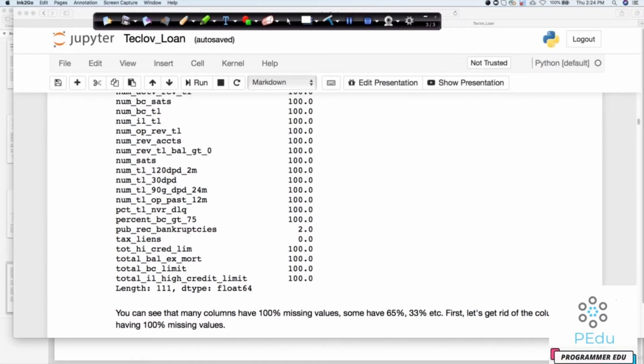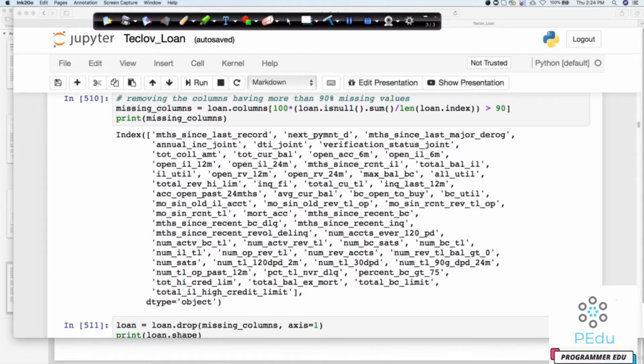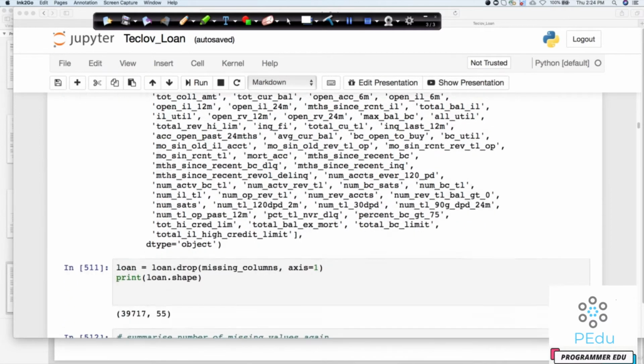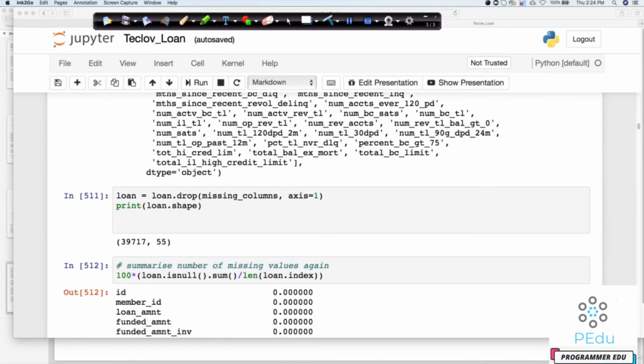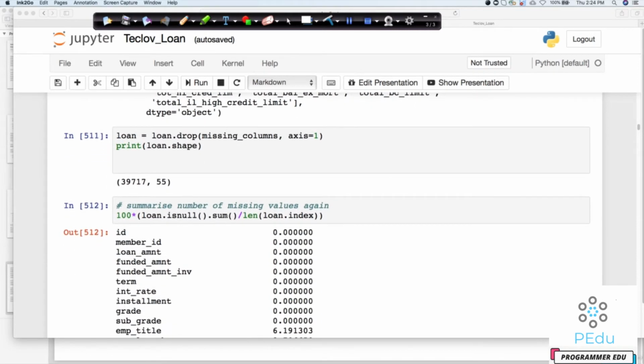So maybe we can devise a strategy that anything where we have more than 90% missing values, that column is not going to be any useful for us. Let's remove them out. We have placed a code which is going to look at the percentage, and if it is greater than 90, then remove them. So these are the columns which we are going to remove. You can see that we are getting rid of a lot of columns like this. Then we can do a drop, and when we are dropping it, we can see the shape. We are left with 55 columns.